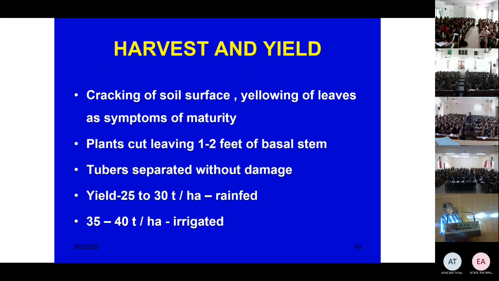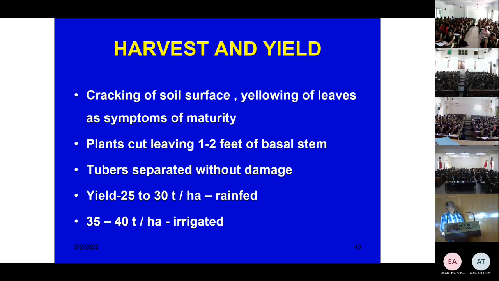Regarding harvest and yield, because it is a tuber crop, the tubers are underground, so the visible symptoms of maturity are the cracking of the soil surface as well as the yellowing of leaves. At that time, we have to pull out the plant. First, we cut the crop 1 to 2 feet from the basal stem. Then the tubers are separated without any damage. Before that, slight irrigation should be given 1 or 2 hours before harvesting.